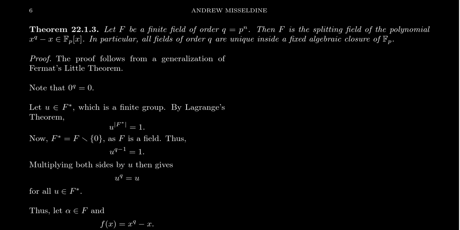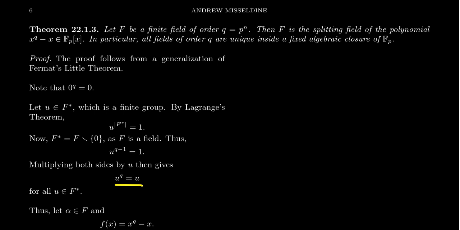So we get that U to the Q minus 1 is equal to 1. And if you multiply both sides by U, you end up with U to the Q equals U, just like we did before. In fact, when we talked about Fermat's little theorem in group theory, we actually proved it as a corollary of Lagrange's theorem. We're generalizing that argument to show this property is true for every field. So what we've now argued is that for a finite field, if you take any element of the field and raise it to the Q power, you get back that element.